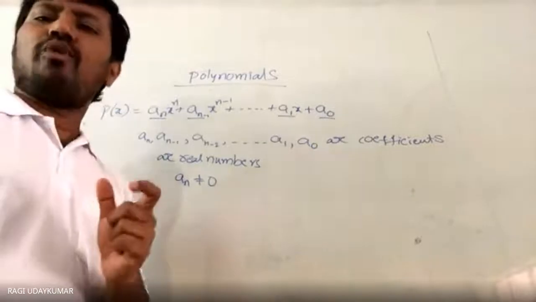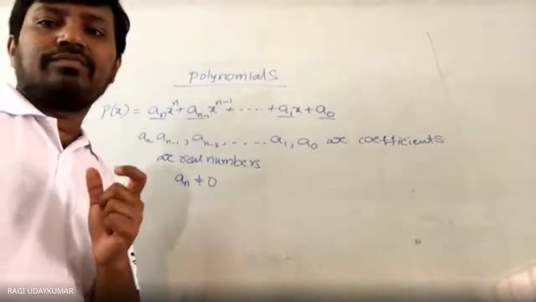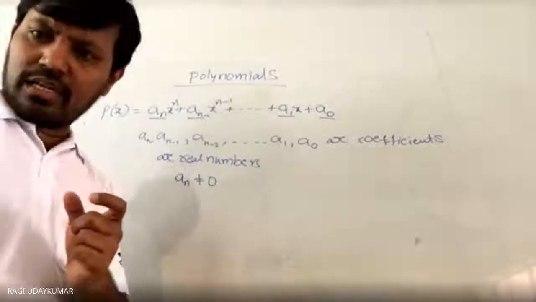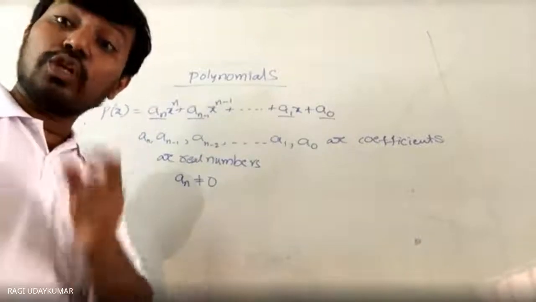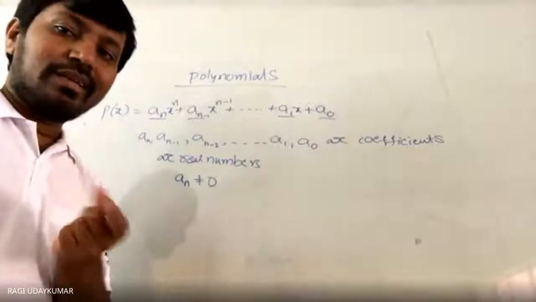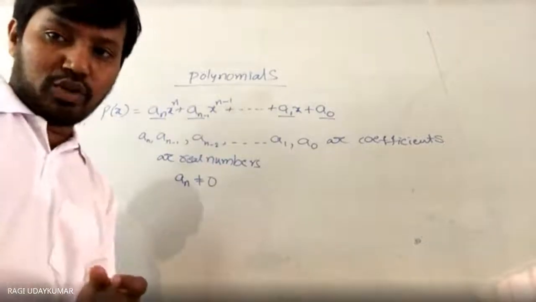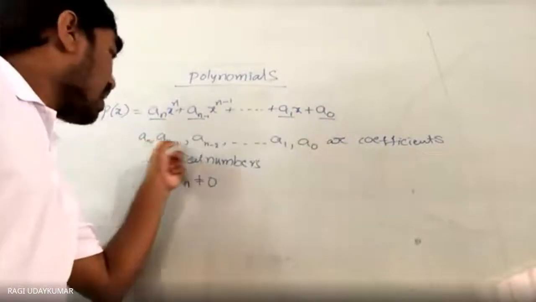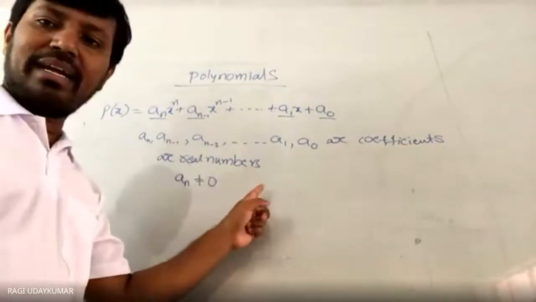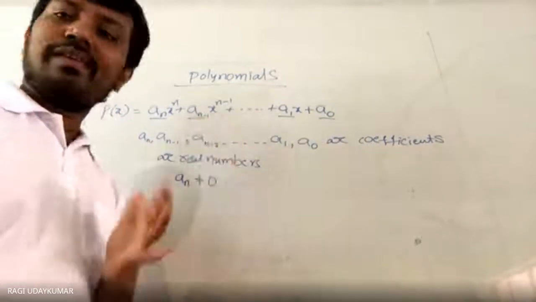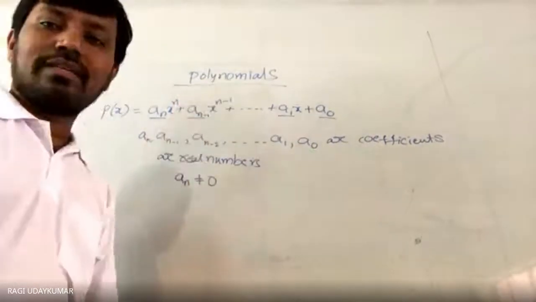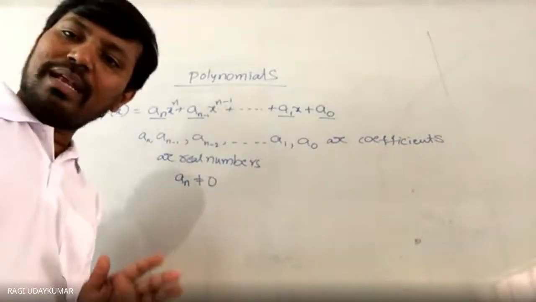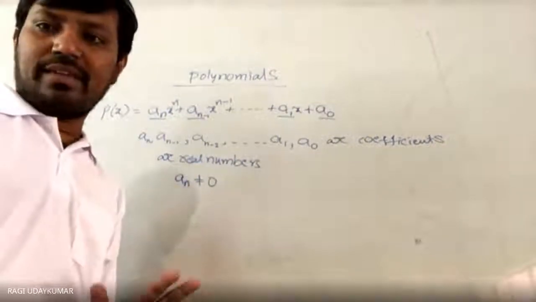And coming to the main point in the polynomial, the degree. Suppose the degree is 0. Then that polynomial is called a non-zero constant polynomial. Another polynomial is the zero polynomial. If all these coefficients are zeros, then that polynomial is called a zero polynomial, and the degree of the zero polynomial is undefined. So this is about the degree we have learned.